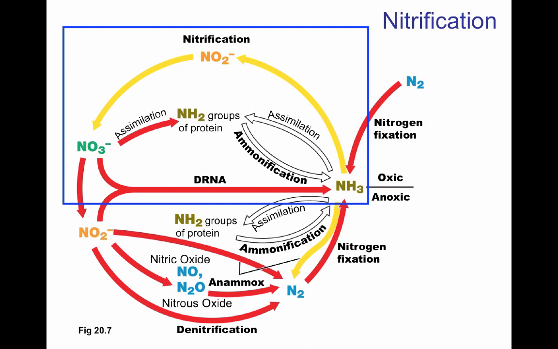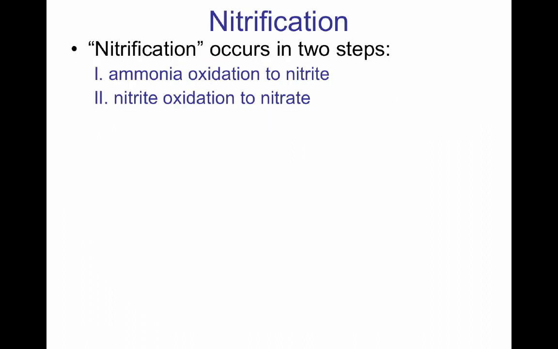So the first reaction that we're going to take a look at is the process of nitrification. Now, nitrification is going to occur, as I showed you earlier, in two different steps. We're going to have the oxidation of ammonia into nitrite, and that's going to happen in one set of organisms. The other set of organisms is going to take the nitrite from the previous organism and oxidize it to form nitrate.